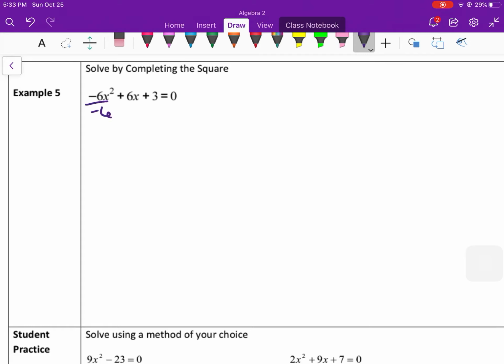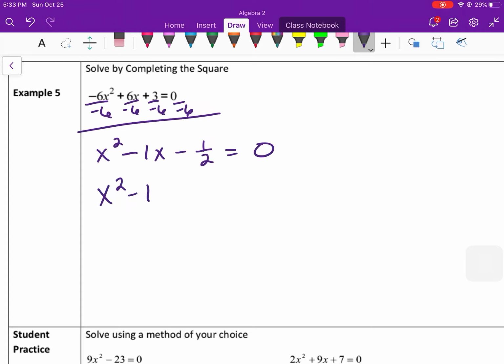So a has to be equal to 1. So divide everything by -6 in this case. It'd be x squared minus 1x minus a half equals 0. Move the half to the other side. So I'm going to add my plus blanks. So I moved it over here by adding a half to each side.